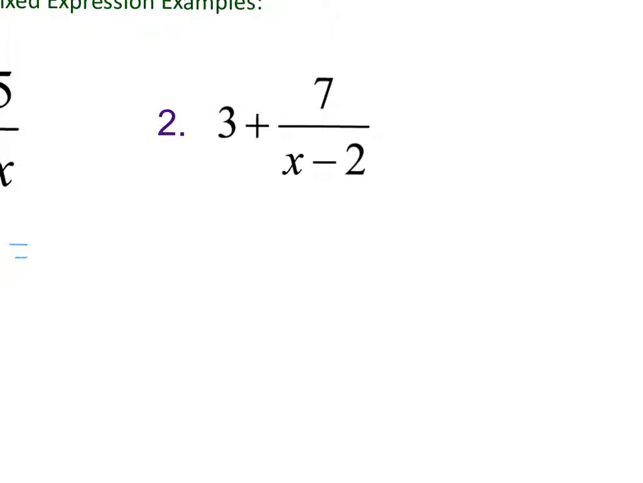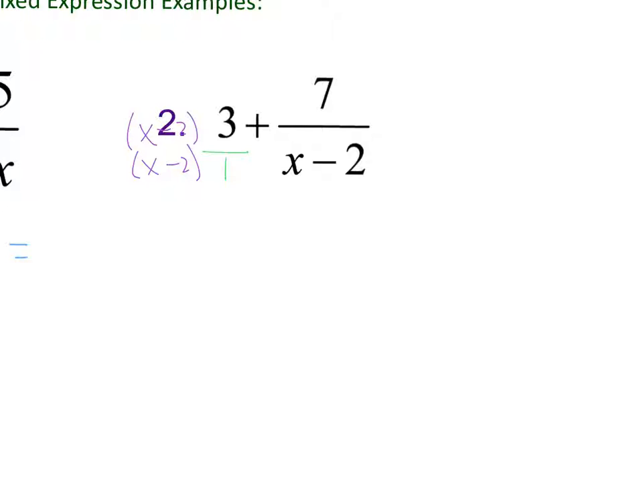Let's take a look at number 2. 3 plus 7 over x minus 2. Again, great job to start. We want to put 3 over 1. And so I have 3 over 1 plus 7 over x minus 2. So a common denominator of 1 and x minus 2 is x minus 2. So I'm going to multiply this first fraction by x minus 2 over x minus 2.